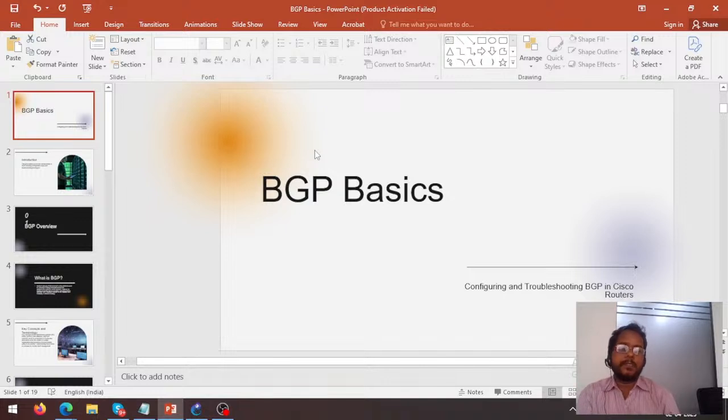And today's topic is configuring and troubleshooting BGP on Cisco routers. We will see the BGP basics, what the Border Gateway Protocol of Cisco is, what the salient features of this protocol are, and how to configure and troubleshoot it. So let's begin.